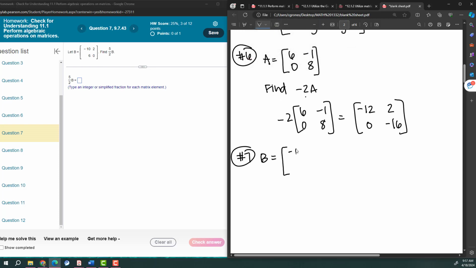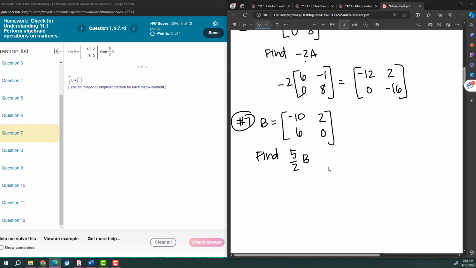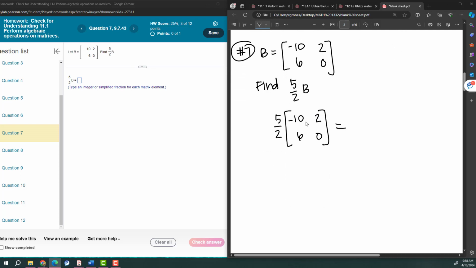B equals -10, 2, 6, 0, and we want to find 5/2 times B. So that means we are going to multiply 5/2 times every value in our matrix. 5/2 times -10, we can cancel the 2 out. 10 divided by 2 is 5, but this is a negative. So 5 times a -5 gives us -25.